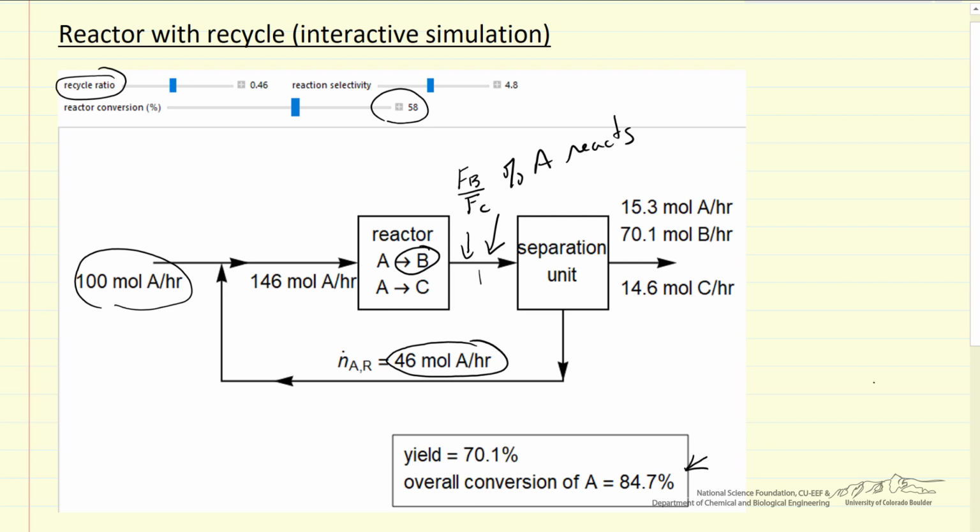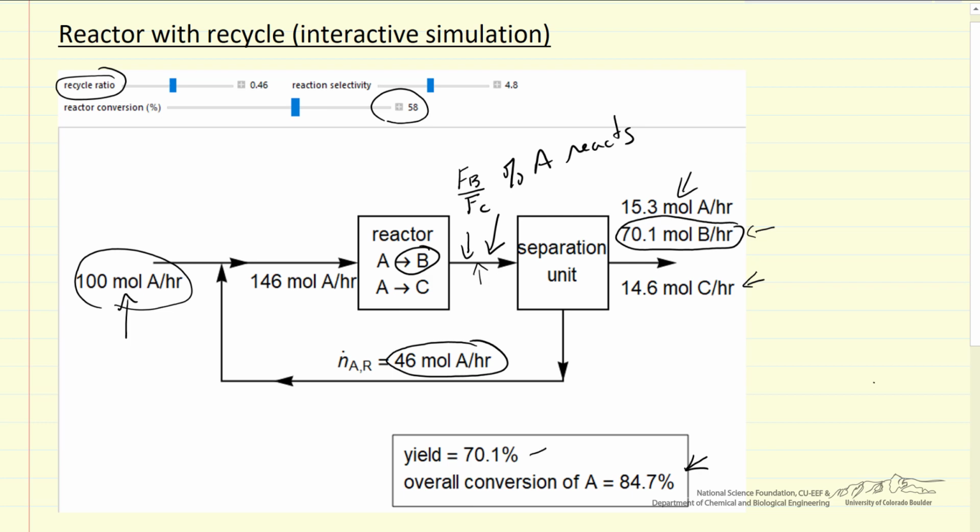So down here we show the overall conversion of A. That's different from the conversion at this point. What that refers to is how much of A is reacted. 100 moles come in. If 15 leave, then 84.7% of A has been converted to either B or C. The yield then is how much of that 100, what percent has been converted to B. B is our desired product.